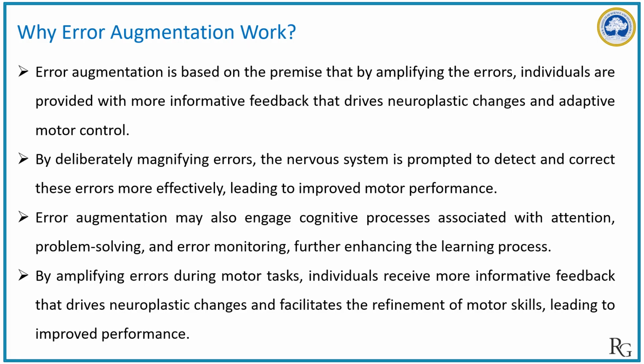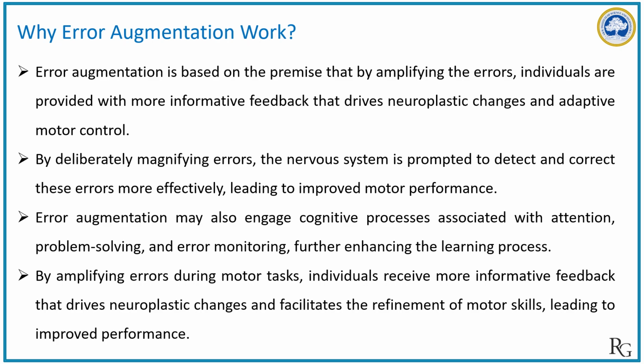But when we amplify the error, say make the deviation bigger or the feedback more prominent or pronounced, the brain is forced to pay attention and, more importantly, to correct it. This process enhances error detection and problem solving, and activates neuroplastic changes, helping the brain to refine its motor commands and improve performance.